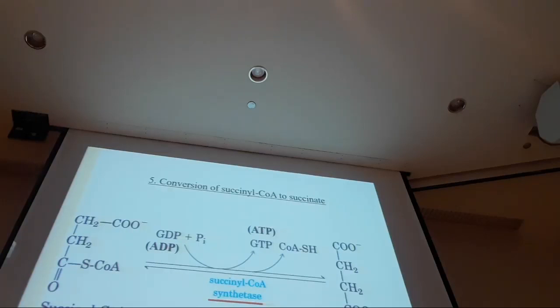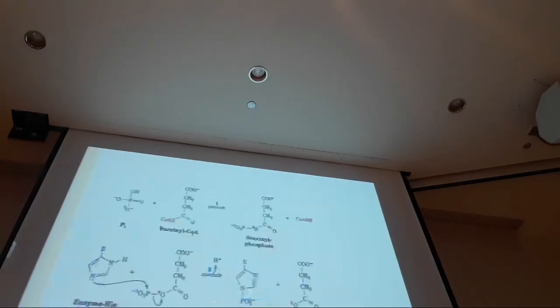But as a matter of fact, it doesn't really matter whether in this reaction GTP or ATP is being produced, because these are readily interconvertible. So a GTP can easily be converted to an ATP. If we have an ATP, we can easily convert it into a GTP. So from an energetic point of view, it doesn't really matter. And therefore, we refer to these molecules as ATP equivalents. With regard to the reaction mechanism, so we want to form ATP or GTP, doesn't really matter.